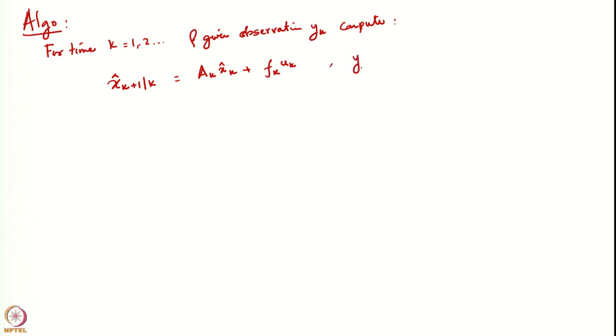We also do a prediction of the measurement that we would make using the information that we have up until that time. So sitting at time k, we predict the measurement that we would get at time k plus 1. That is, in a straightforward way, equal to C_k+1 x hat k plus 1 given k plus G_k+1 u_k+1. Then you have sigma k plus 1 given k, which is equal to A_k sigma k A_k transpose plus Q_k.